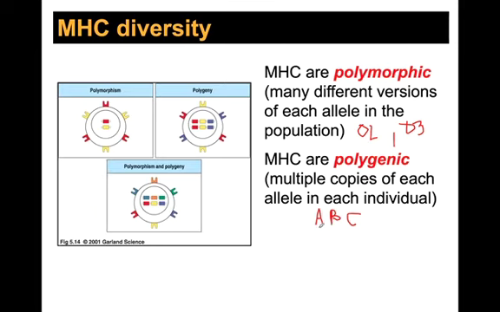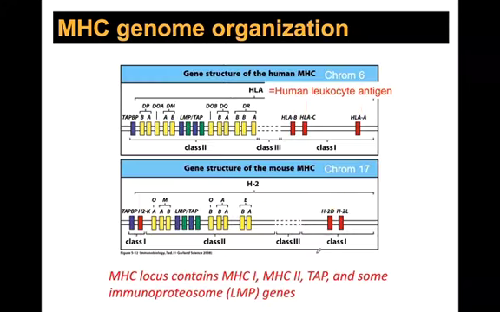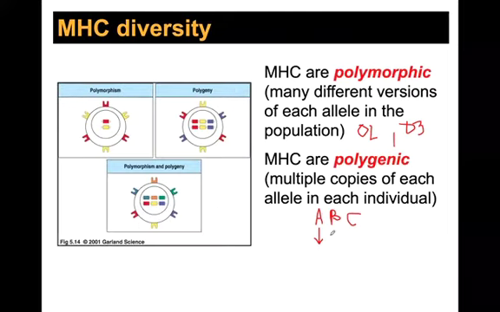Polygeny means you have 2 copies of HLA. You have HLA-A on one chromosome, and you have another copy of HLA-A on the other chromosome. Out of all the different polymorphisms in the population, you get to pick 2. You get to pick 2 HLA-B, and you get to pick 2 HLA-C. So this gives you 6 total.